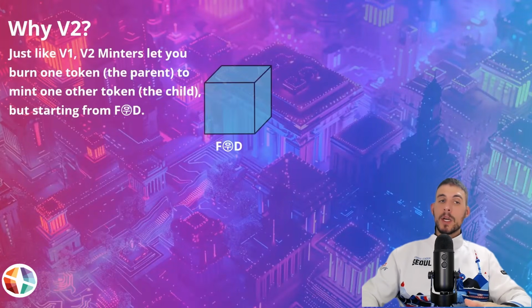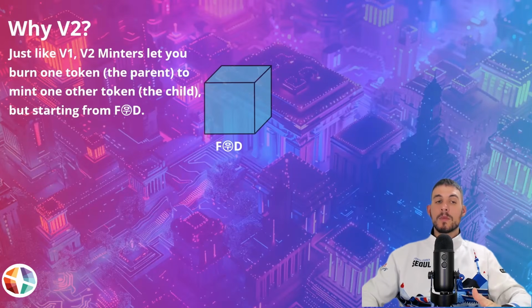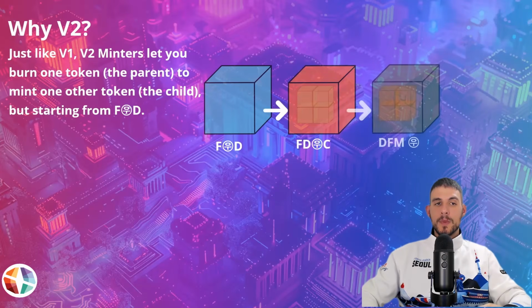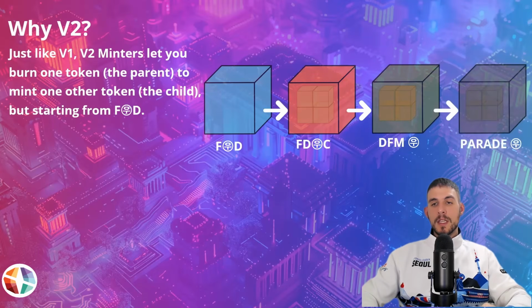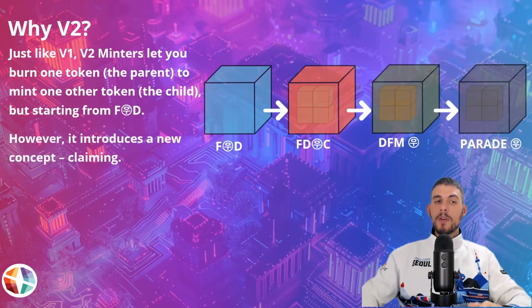So why V2? Just like V1, V2 minters let you burn one token, the parent, to mint another token, the child, but it all starts from the Fed. So in this example, obviously we have Fed, FDIC, DFM, and Parade. This was the first example of the V2 minters on Pulsechain. However, it introduces a new concept, claiming, or the claim loop.